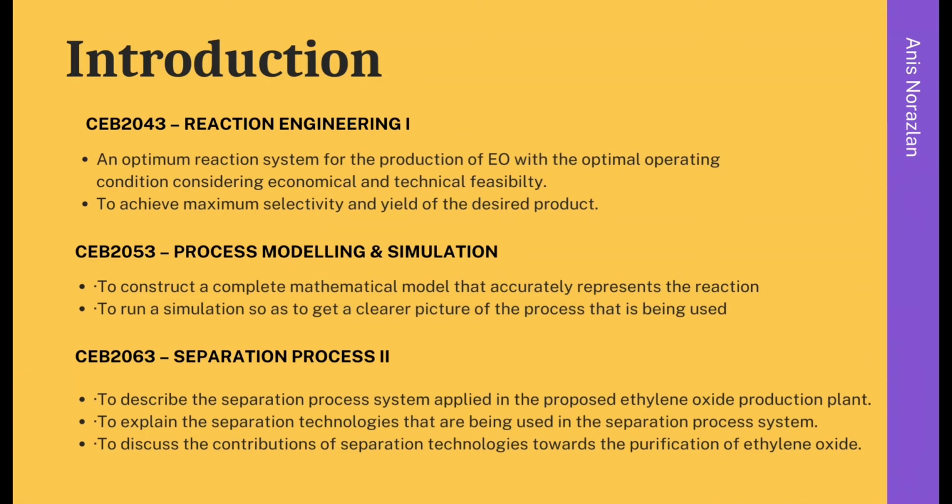And then for separation process 2, we need to describe the separation process system that was applied in the proposed ethylene oxide production plan, and also need to explain the separation technologies that are being used and to discuss the contributions of separation technologies towards the purification of EO.